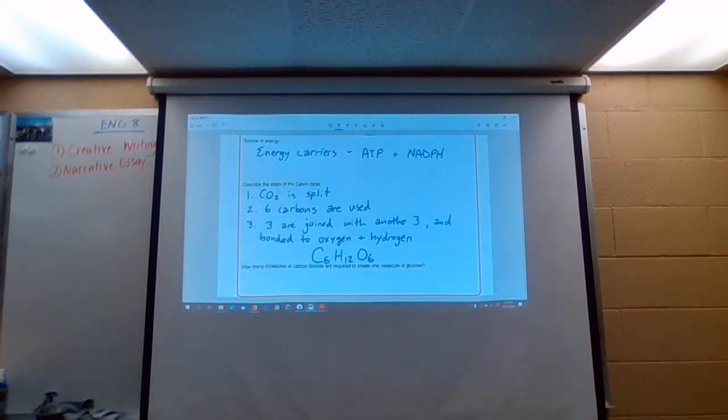which is C6H12O6. This is what you end up with. So how many molecules of CO2 are required to make 1 molecule of glucose? I just told you a little earlier, it's in your notes if you look back. 6. Because in order to have 6 carbons, carbon dioxide only has 1 carbon, so you got to have 6 of them.